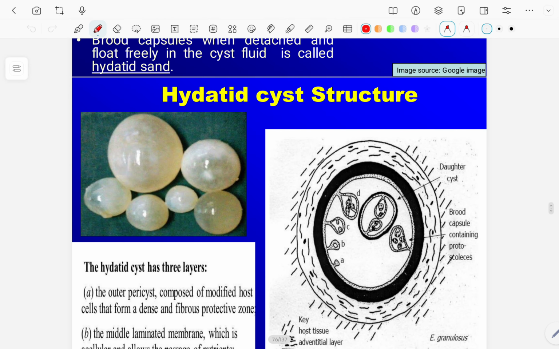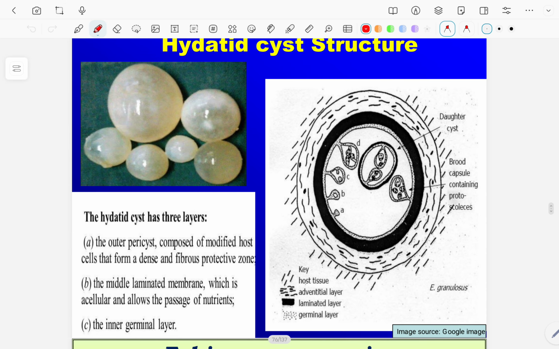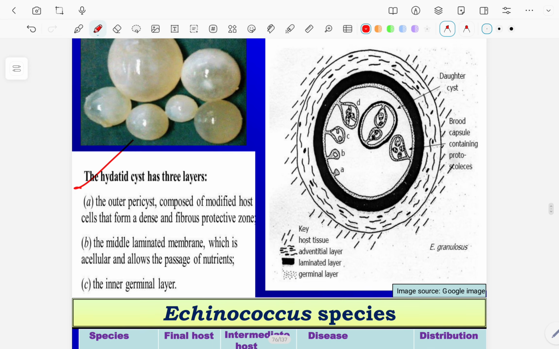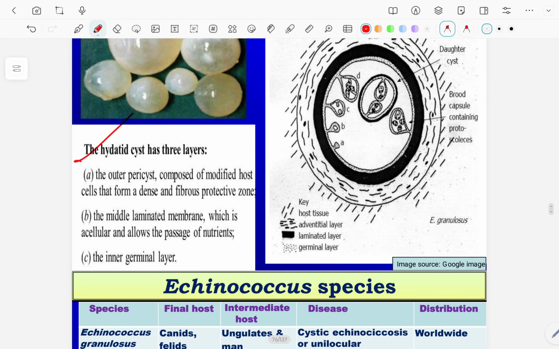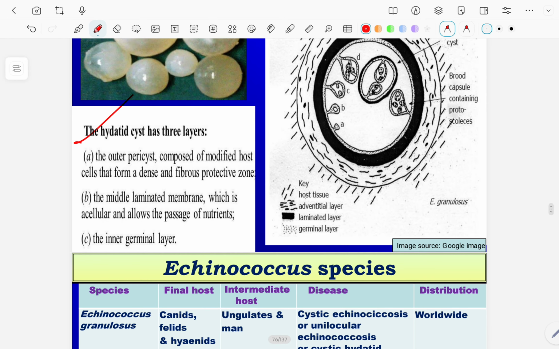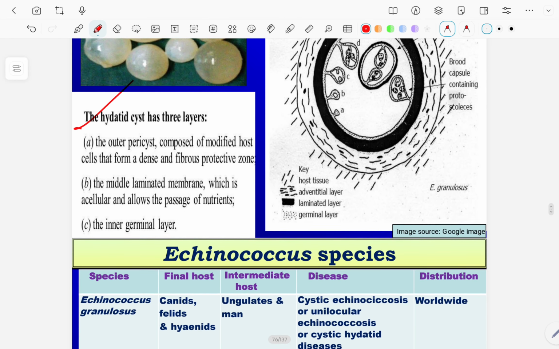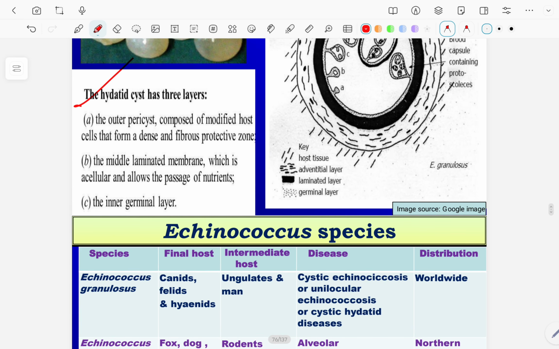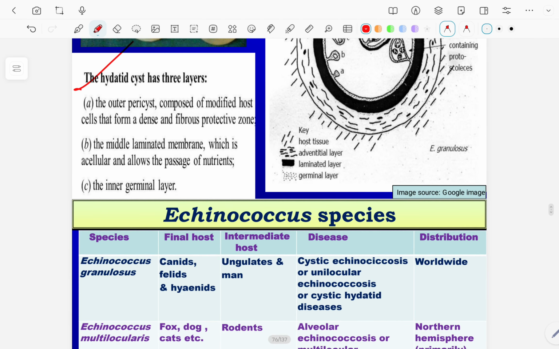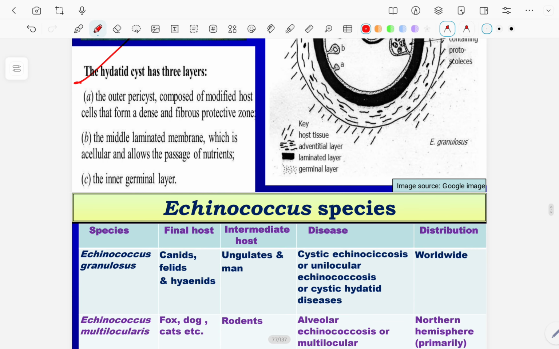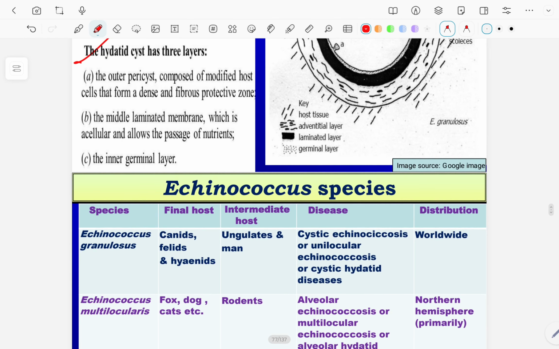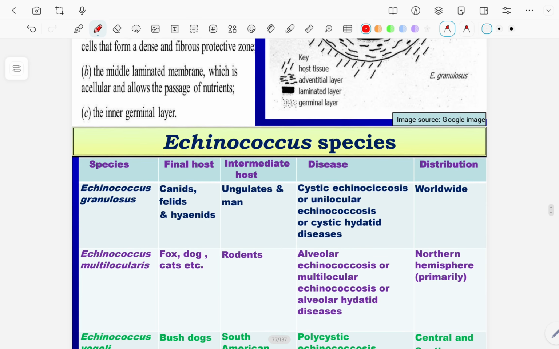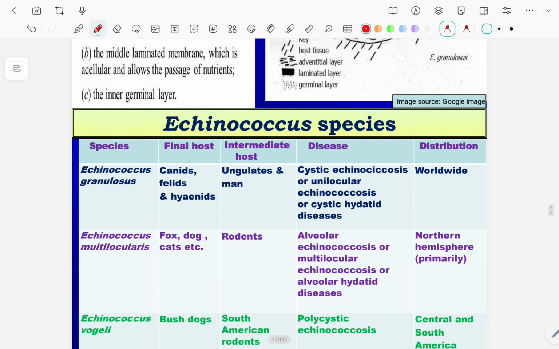Hydatid cyst structure. The hydatid cyst has three layers. The outer pericyst is composed of modified host cells forming a dense and fibrous protective zone. The middle laminated membrane is acellular and allows the passage of nutrients. The inner germinal layer.